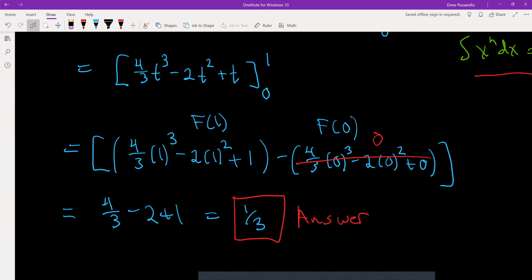Anytime it involves just 0 and you only have just the variable involved, you can just ignore that because it's going to be 0. All right, so that's that one. The next one's number 15.